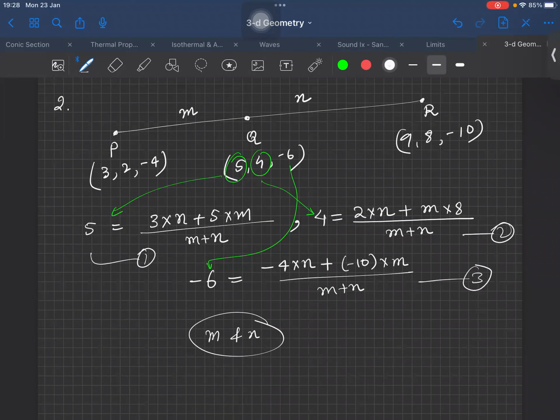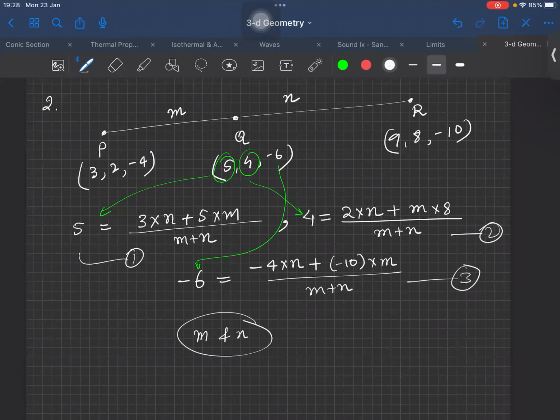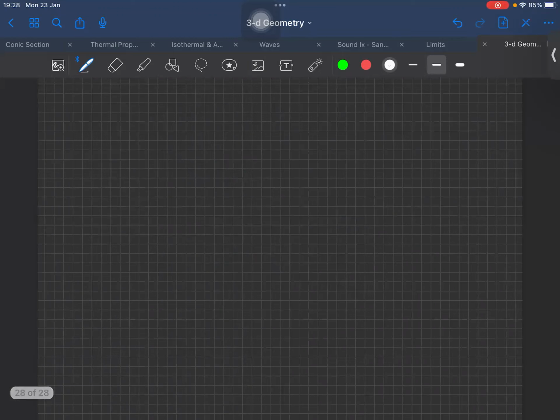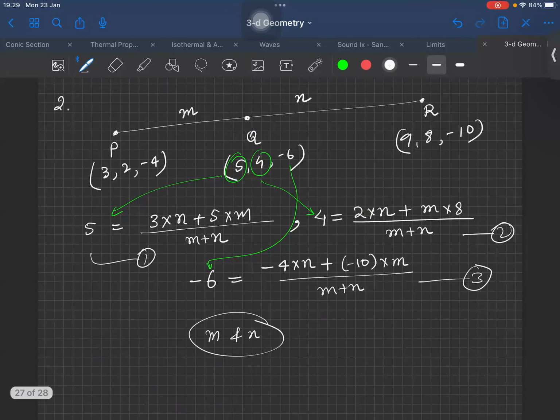Hopefully you can solve this, right? So I'll move ahead. All right, you're not saying anything, I'll move ahead. I'll assume that yes, you are understanding everything. We just need to solve this equation, right? We are using only the section formula, nothing else.